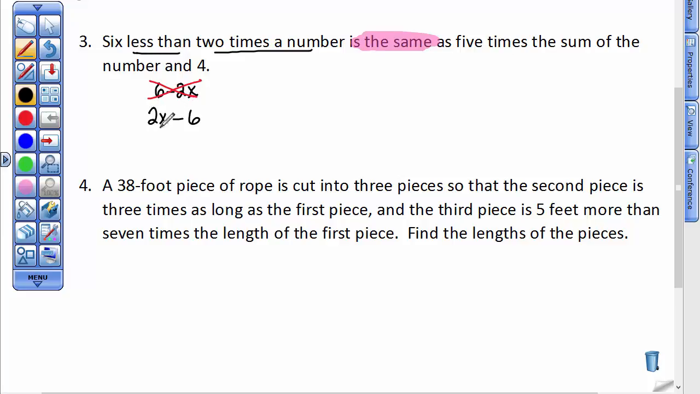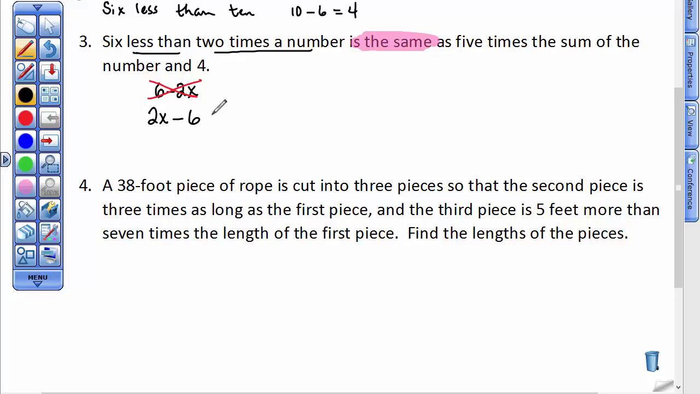6 less than 2 times a number. Another way for you to check that is if I said to you, what is 6 less than 10? Wouldn't you take 10 minus 6 to tell me the answer is 4? Again, 6 less than 10 is 4, so you had to do this backwards. So 6 less than 2 times a number is 2 times a number minus 6.